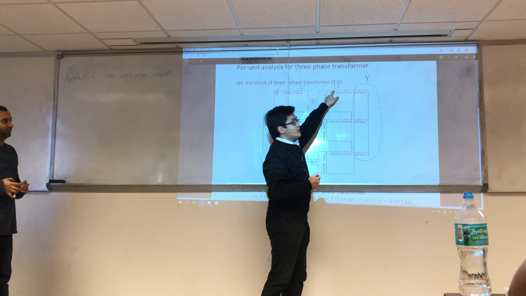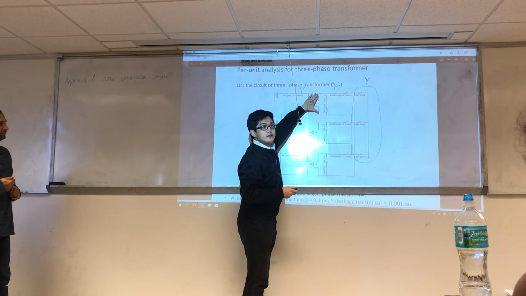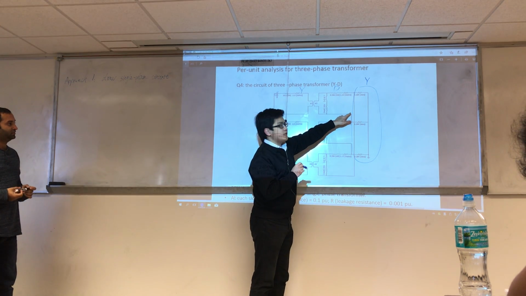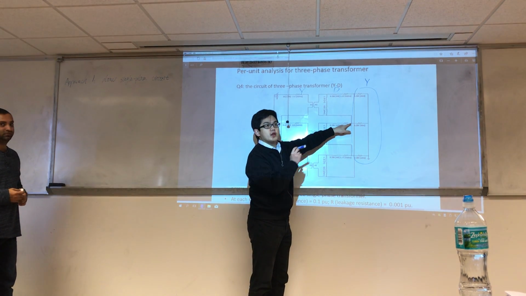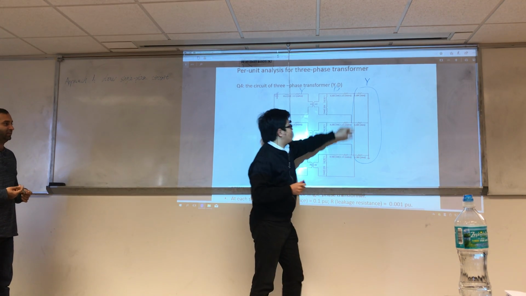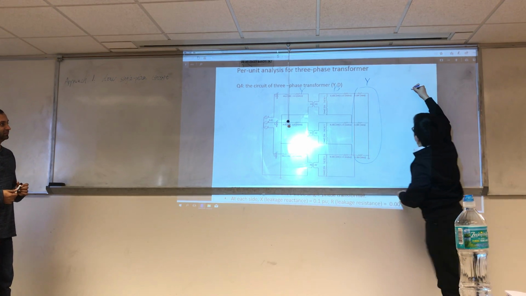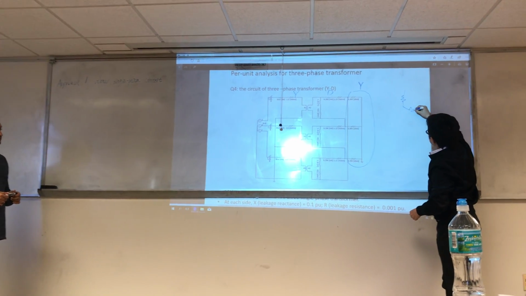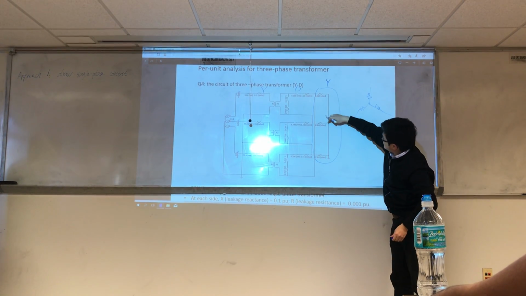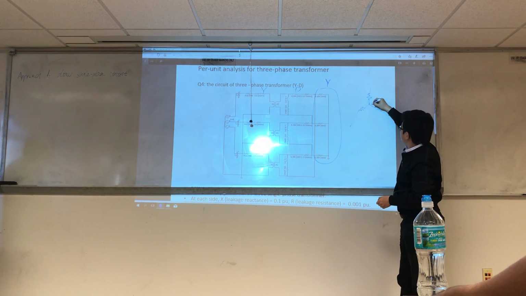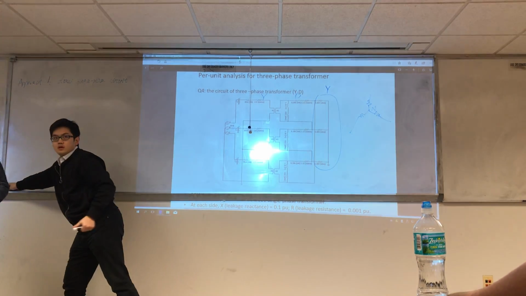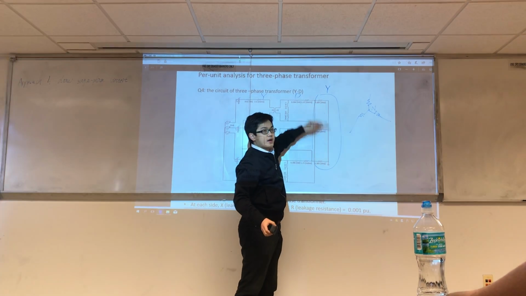Okay. So this is a delta because you can see this is the phase A, right? This is the phase A. The negative point is connected to the positive point of phase B. A to B, B to C. This is a delta connection. But for the load, it's connected like this. Right? All of the negative points are connected to the ground, the neutral point. So that's why the load is a Y connection.